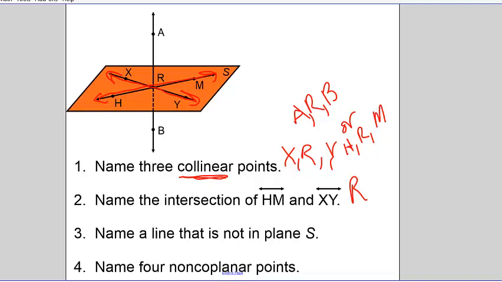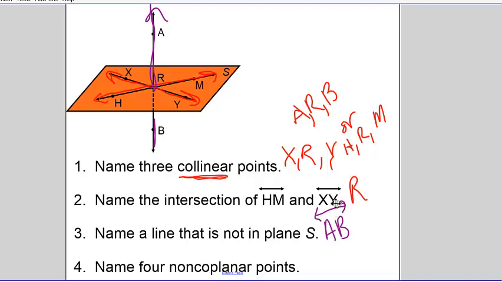But how you can tell something is not in the plane is, let's look at line AB. Line AB here, since it's dashed, and let me erase a little bit so you can see the dashed part, since that's dashed, that means that this line goes through, intersects the plane at R, and then goes through. Imagine trying to put a pencil through a napkin. That's what line AB would be like. So a line that is not in plane S, well, that would be line AB. And make sure you have that notation of that line over it.